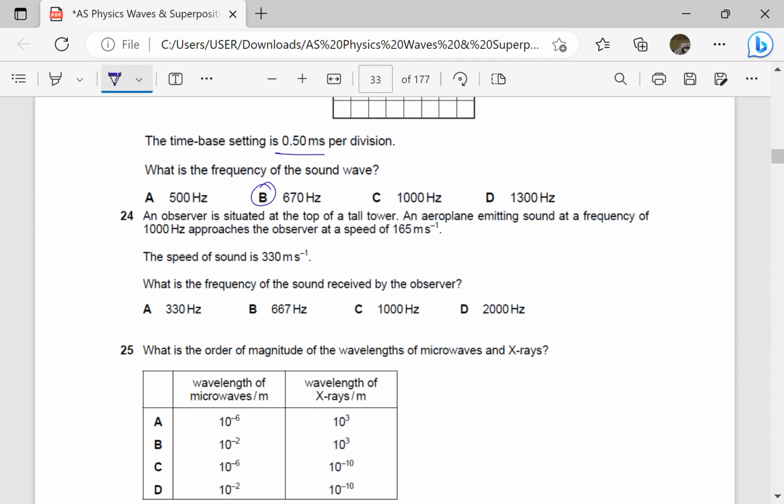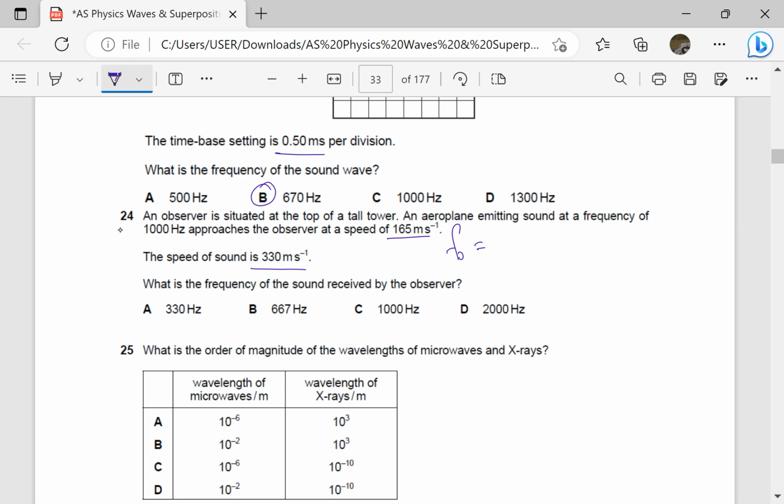An observer is situated at the top of a tall tower. An aeroplane emitting sound at a frequency of 1000 Hz approaches the observer at a speed of 165 meters per second. The speed of sound is 330 meters per second. What is the frequency of the sound received by the observer? So that is the Doppler effect.